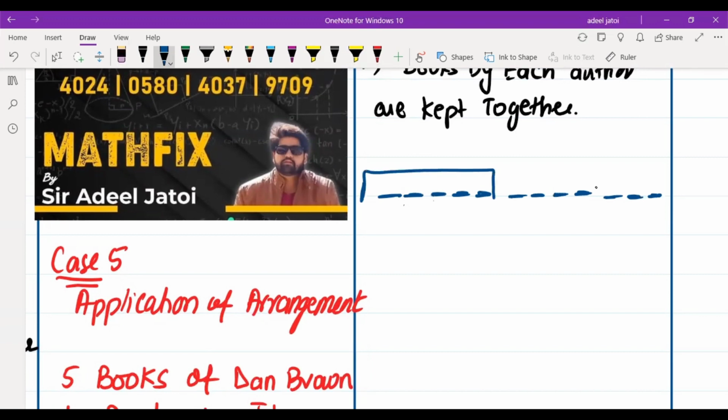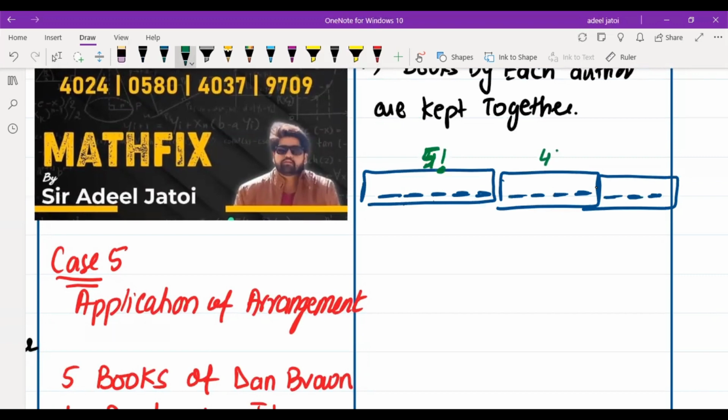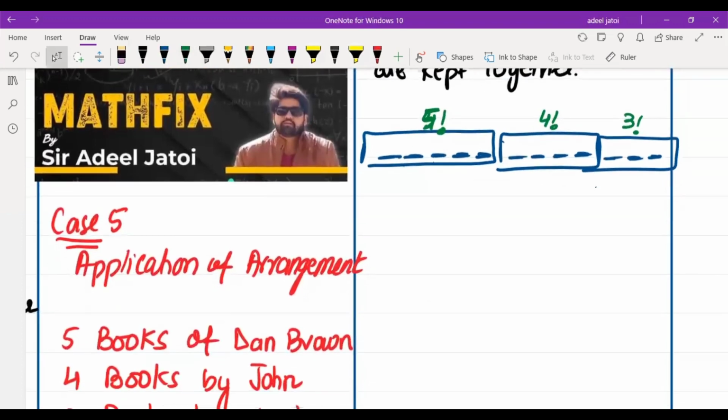So that means we have a block of 5 books. We have a block of 4 books. We have a block of how many books? 3 books. To make sure that these blocks are arranged, we will use 5 factorial for the first block. Then we will use 4 factorial for the second block. We'll use 3 factorial for the third block. Then obviously we need to arrange the blocks as well. So 3 factorial for the arrangement of the blocks.